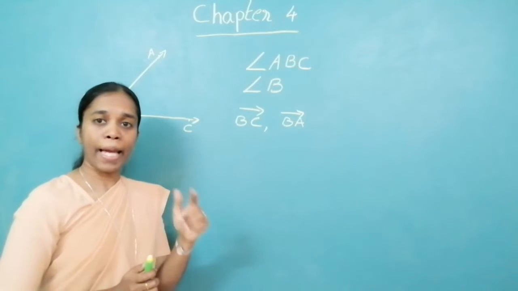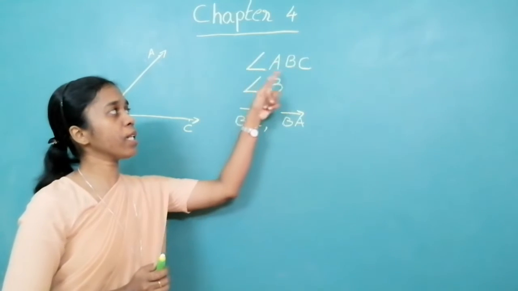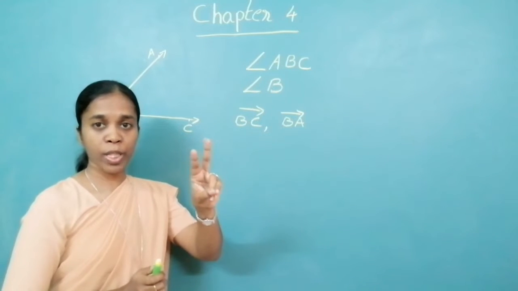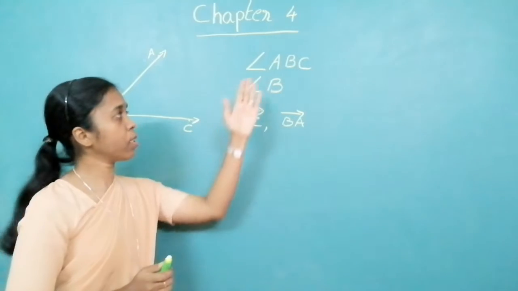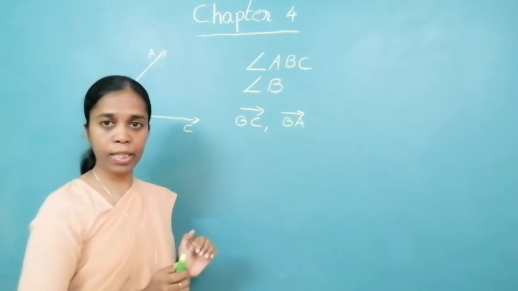Please take care. Angles are always written, or names are always mentioned, in 3 letters or single letter. 2 letters are never used to name the angles. Okay? It is either 3 letters or 1 letter. Is that clear to you?